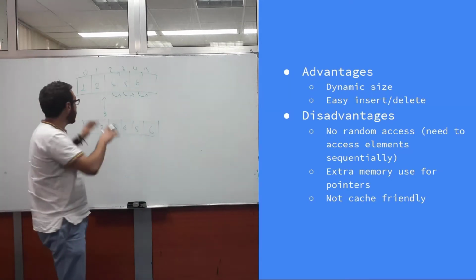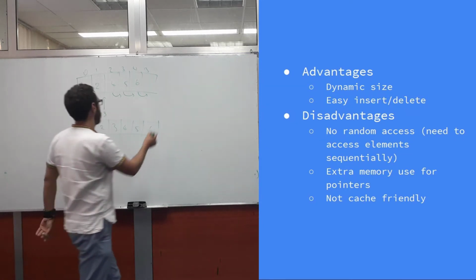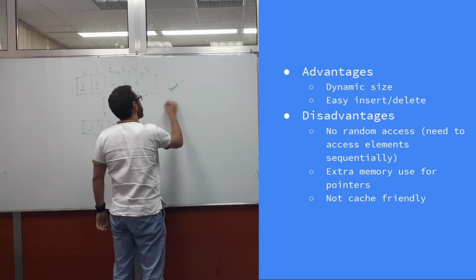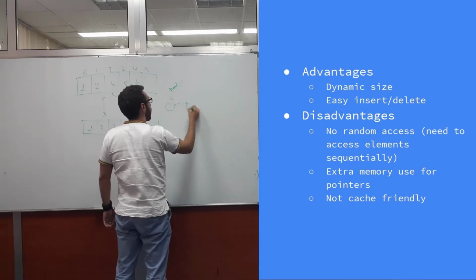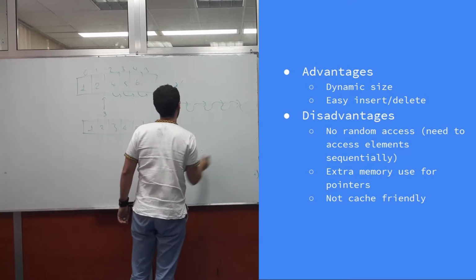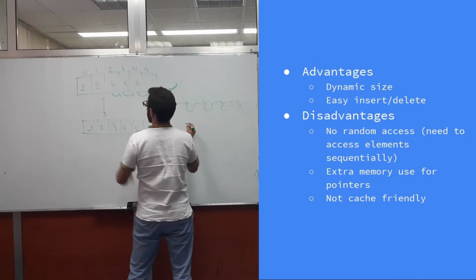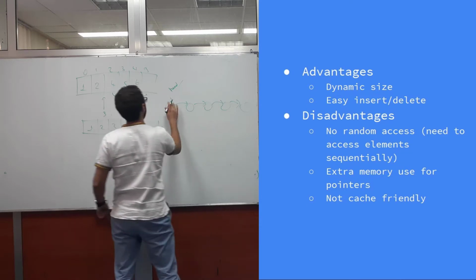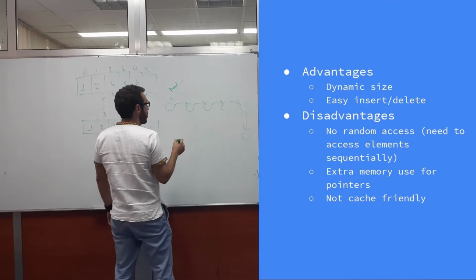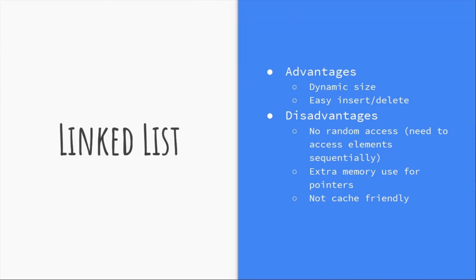Let's see, we want to do the same thing with a linked list. So we have our head that is pointing to the first node of the list. At the beginning, our list was 1, 2, 4, 5, 6, and then we want to insert 3.